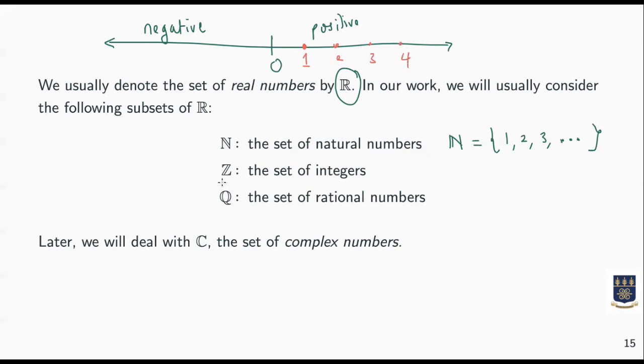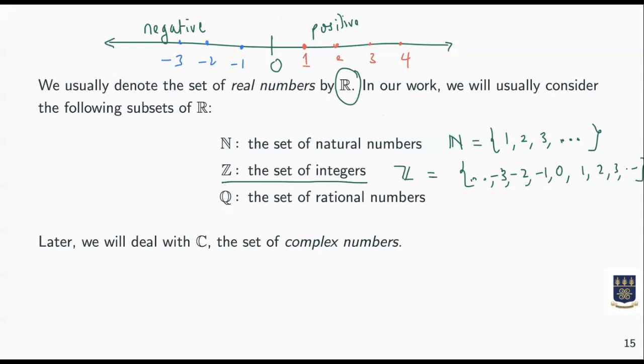Then we will consider the set of integers. So the set of integers, like we saw, are positive or negative whole numbers, so numbers that are integral. So 0, 1, 2, 3, and so on, and then -1, -2, -3, and so on. So they stretch forth in both directions. So here you would have the negatives, and so on.